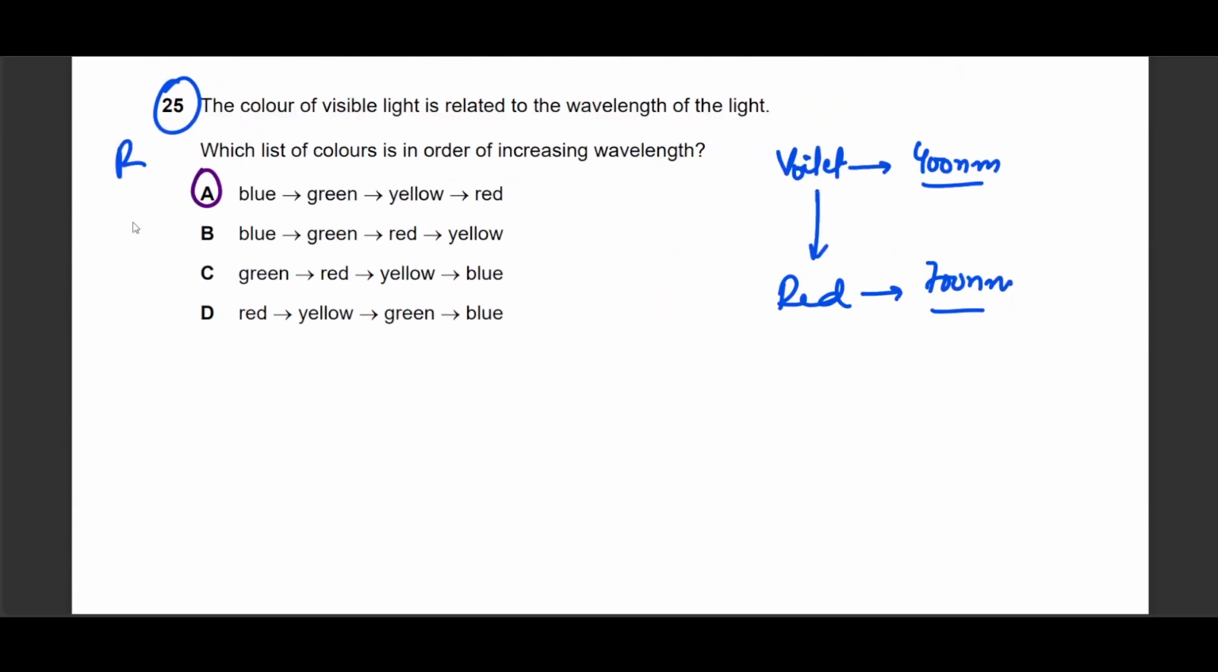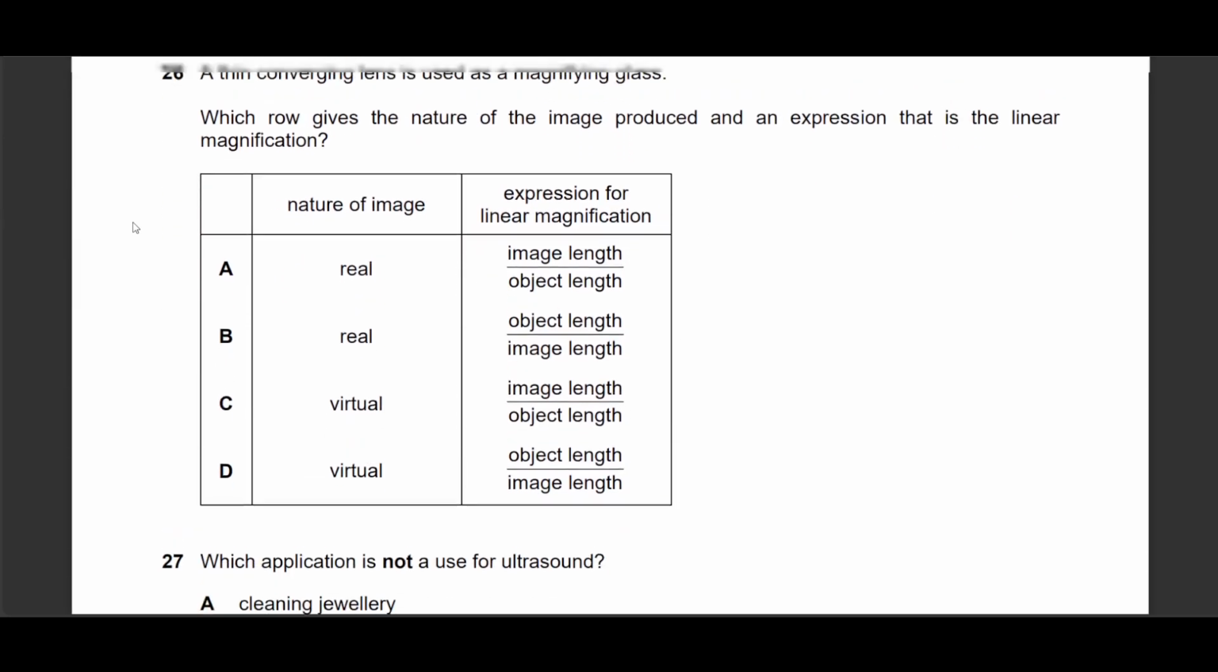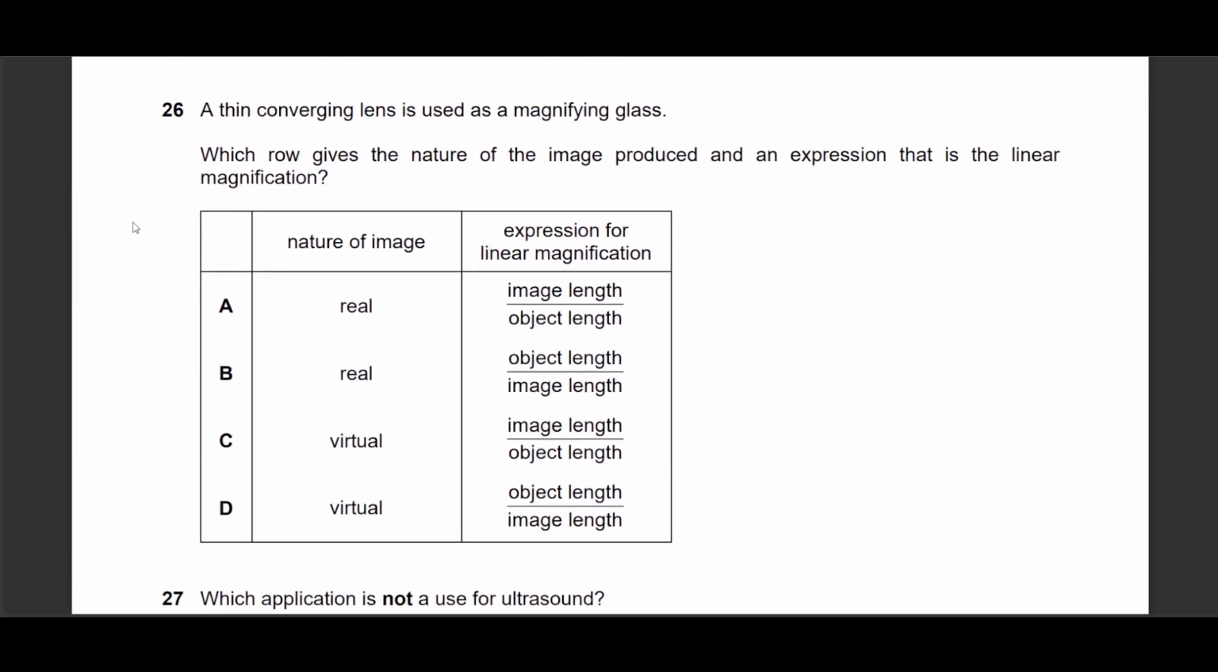Again, starting from increasing, of course, this is 700 and this is probably 450, because after violet we see the blue color. Blue color is 450. There is a difference of 50 nanometers at every stage of the rainbow.